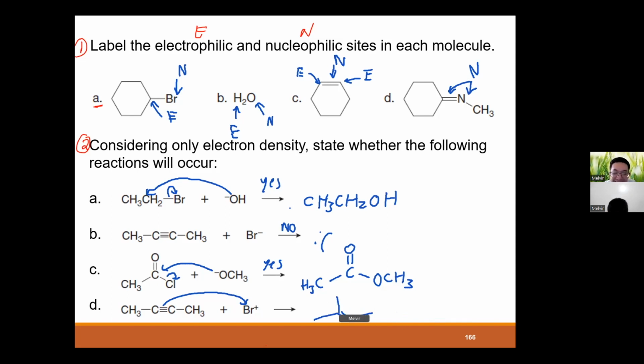Okay, good. There's a charge there, right? Okay. No, not bromine. Bromine is complete already. It's already octeted. Okay, good. Doon sa kabilang side, no? That makes the other carbon electrophilic this time.